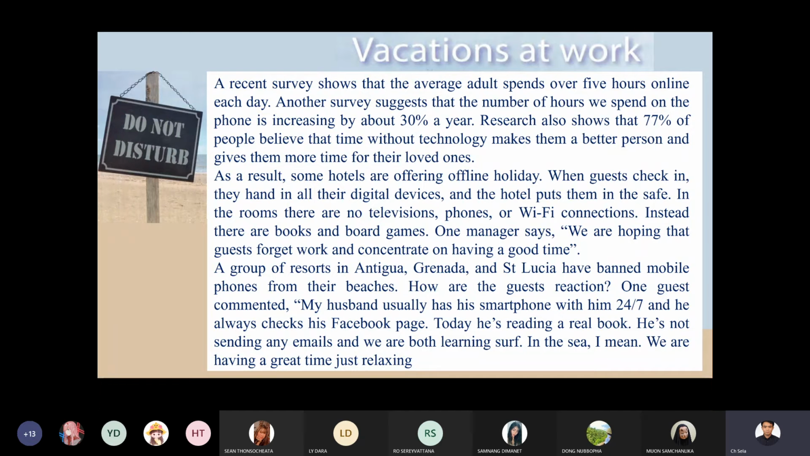One manager says, "We are hoping that guests forget work and concentrate on having a good time." A group of resorts in Antigua, Grenada, and St. Lucia have banned mobile phones from the beaches. How are the guests reacting? One guest commented, "My husband usually has his smartphone with him 24 hours a day, 7 days a week, and he's always checking his Facebook page. Today he's reading a real book. He's not sending any emails, and we are both learning to surf in the sea. I mean, we are having a great time just relaxing."